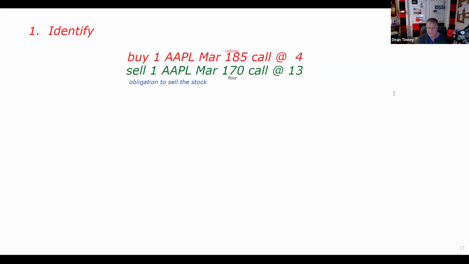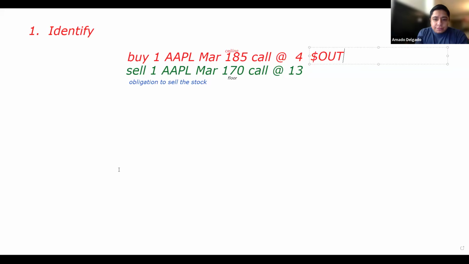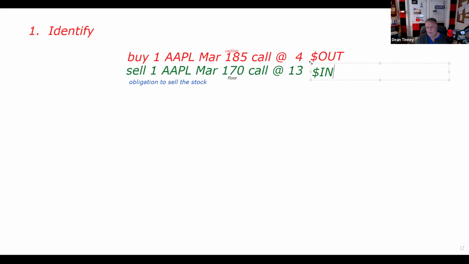So once we've identified the spread, the next thing we've got to do is determine whether we're looking at a debit or a credit spread. And the way we're going to do that is we're going to net the premiums. So is that 4 dollars out or dollars in? Out. Right. And is that 13 dollars out or dollars in? That is in. And so is this a debit or a credit spread?